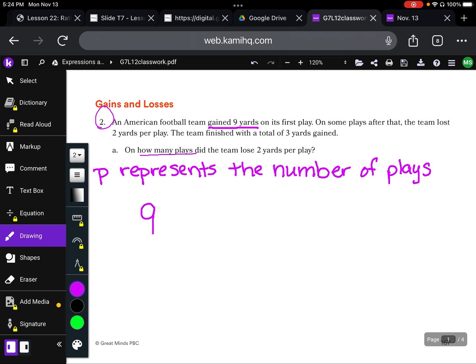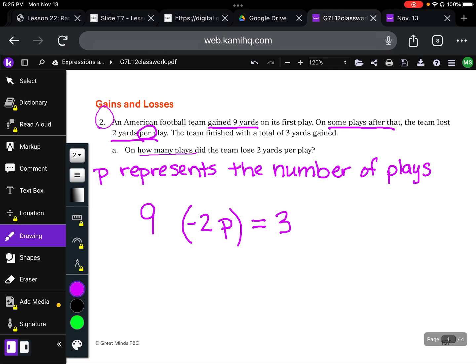On some plays after that, so this is where we don't know how many plays, this is my letter P, the team lost 2 yards per play. When I see the word per, I think, oh, multiplication. So they lost 2 yards per play. And then they finished with a total of 3 yards gained, so a positive 3.